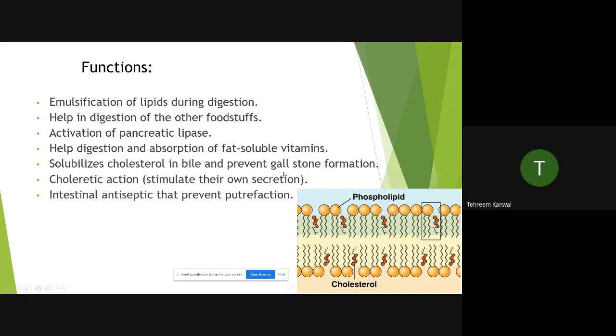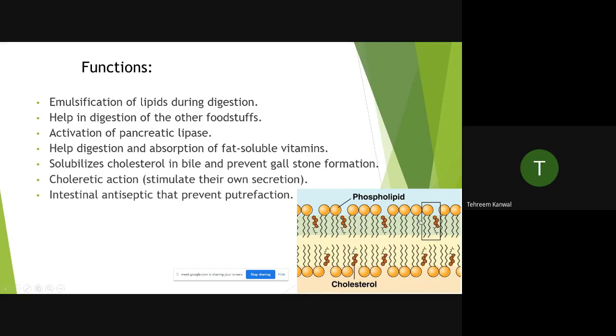If you know, gallstones are formed due to the accumulation of bile salt in the gallbladder. Then there is a choleretic action of them. They stimulate their own secretion, and they are also intestinal antiseptics that can prevent putrefaction within our gut.